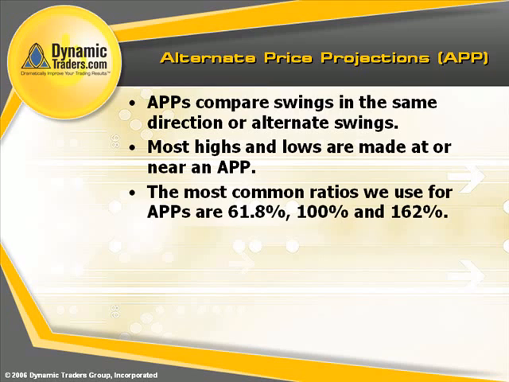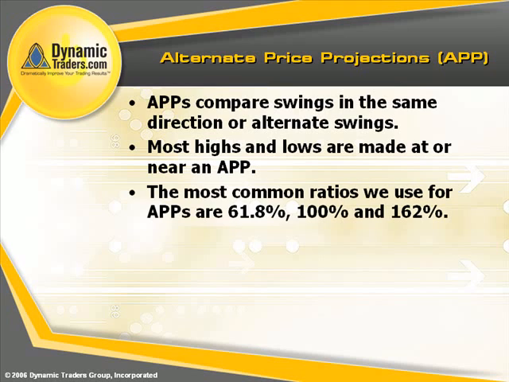So we've got how we're going to display them all set up. Let's click OK, and then let's do the alternate price projection by measuring from the first low to the first high, and then we're going to make those projections from the next low because we're comparing swings in the same direction. So we're comparing probable resistance of this rally up from the second low. That range will probably be at or near one of the ratios of the first swing up.